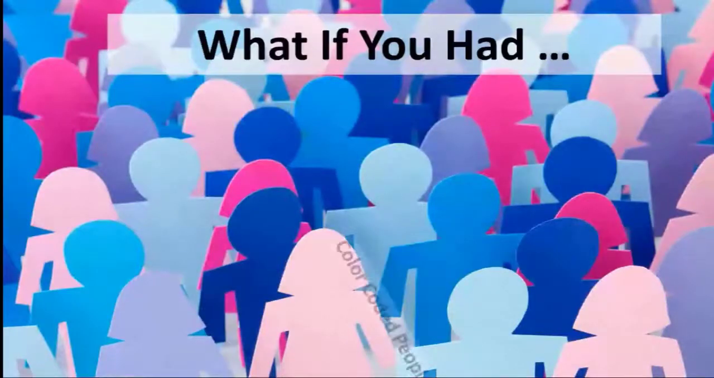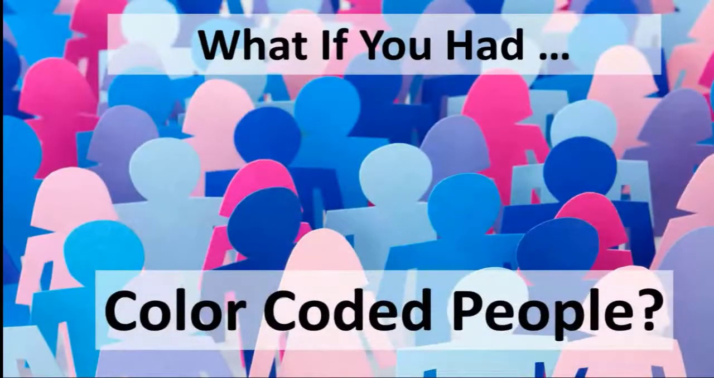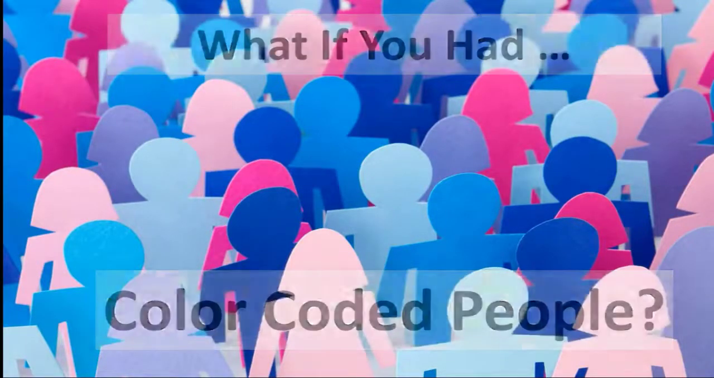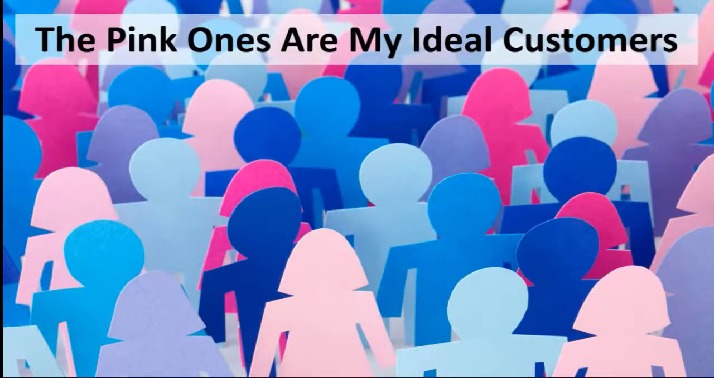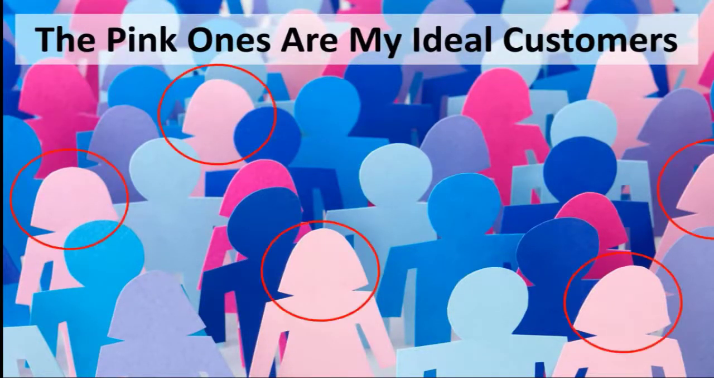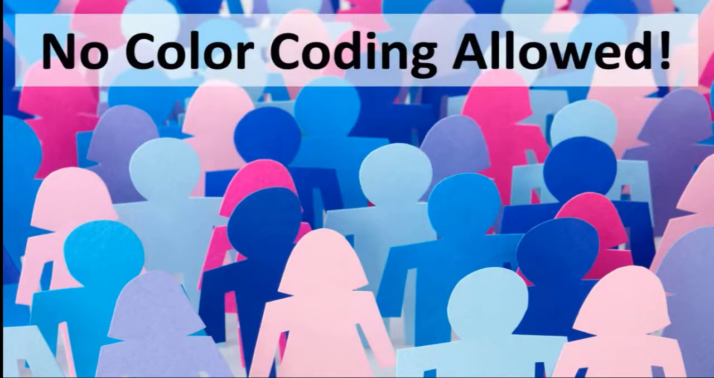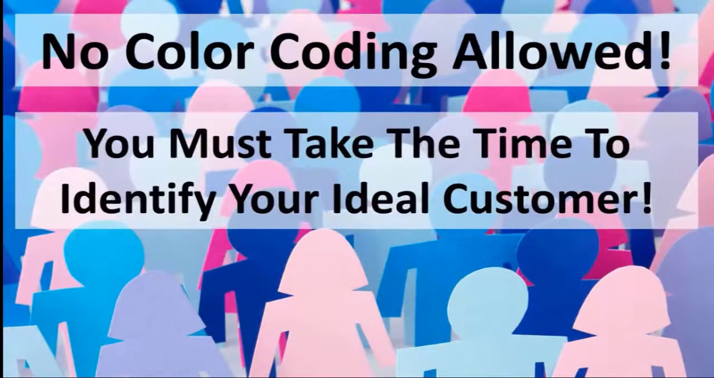What if you had color-coded people in the room? So you go into a room and you can tell immediately which people are going to be the best ones. Which ones are the ideal ones? And you say the pink ones are my ideal customer. Now, how cool would it be for you to be able to just go into that room and talk to just the pink ones? That would save you a whole bunch of time, right? Except that here's the problem. There's no color coding allowed, right?